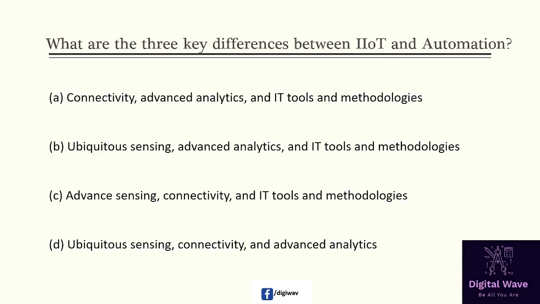Next question is what are the three key differences between IoT and automations? So option A is connectivity, advanced analytics and IT tools and methodology. Option B is ubiquitous sensing, advanced analytics and IT tools and methodologies. Option C is advanced sensing, connectivity and IT tools and methodologies. Option D is ubiquitous sensing, connectivity and advanced analytics. So right answer will be option D, ubiquitous sensing, connectivity and advanced analytics.